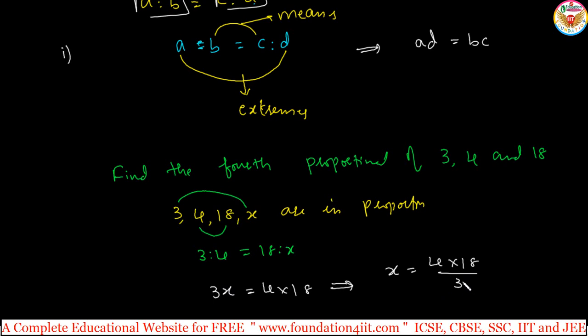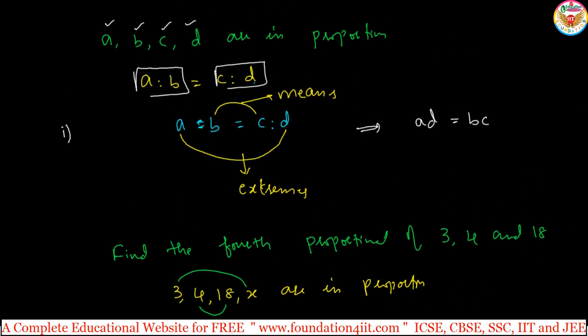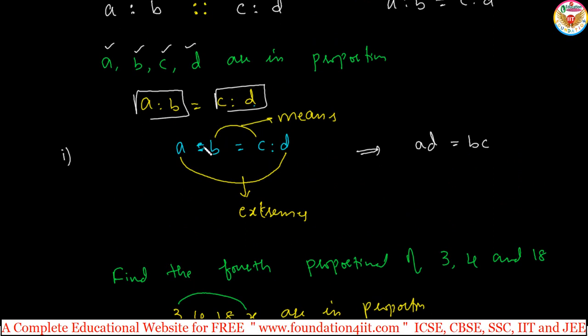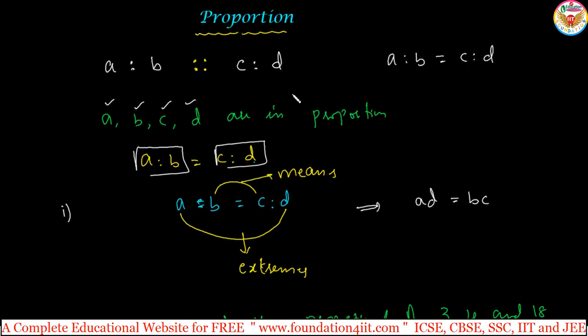So 3 goes to the right side, cancel this. 3 sixes are 18, 4 sixes are 24. So the fourth proportional is 24 now. Okay, out of four terms, the product of the means, the middle two terms' product, is exactly equal to the first and last terms' product. Okay, so these are the proportion.